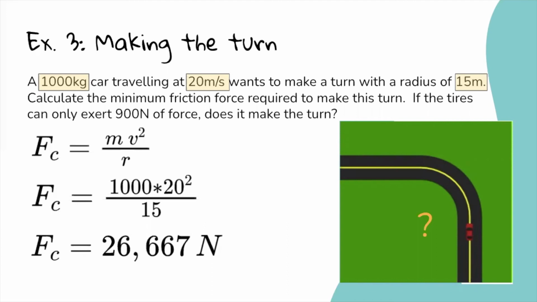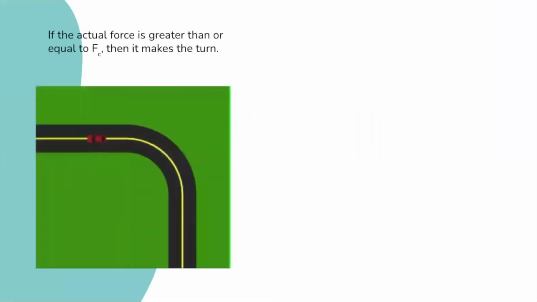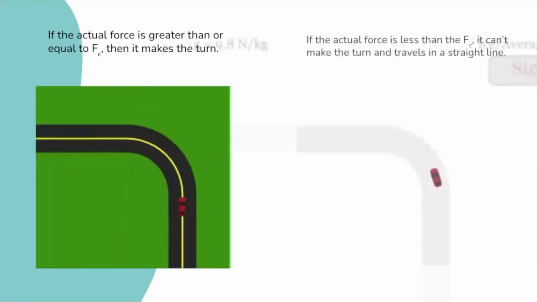So your car is only putting out 900 newtons of force. It doesn't meet this 26,000 Newton requirement. If your car puts out more than that limit, that's great. Your car makes the turn, and that's what we want. But if your car only puts out 900 newtons of force, and the force needed was 26,000 to make the turn, then the car obeys Newton's first law. It keeps going with the same speed and direction that it had before, right? If it doesn't put in enough force, the car is an object in motion that stays in motion.